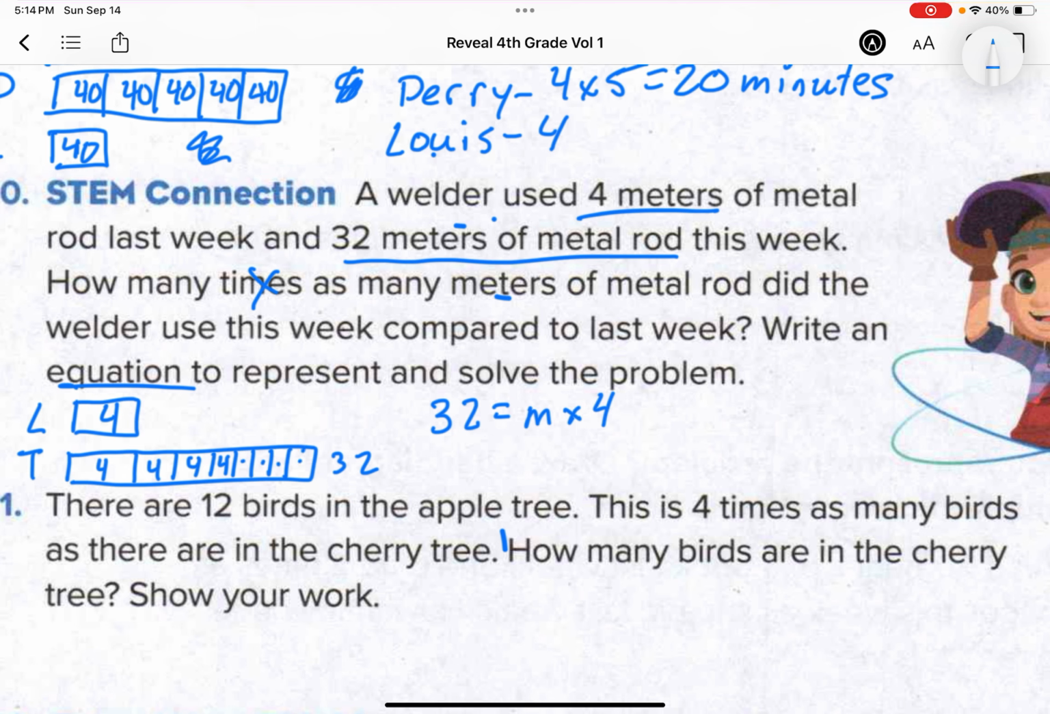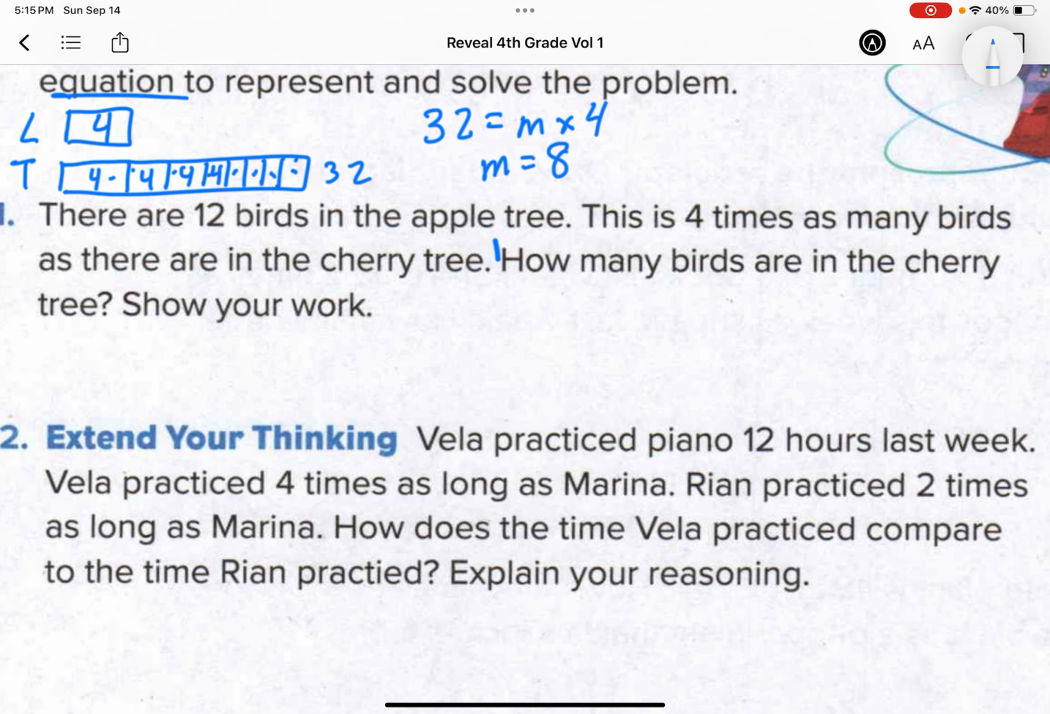So how many groups is that? That'd be 1, 2, 3, 4, 5, 6, 7, 8. Again, it's much easier if I just know my facts that 8 times 4 is 32. There's my equation. Our next one, number 11. There are 12 birds in an apple tree. This is 4 times as many birds as there are on the cherry tree. How many birds are in the cherry tree?